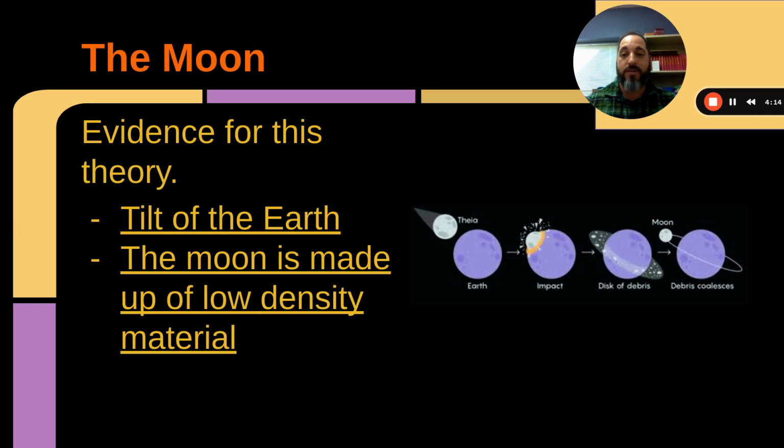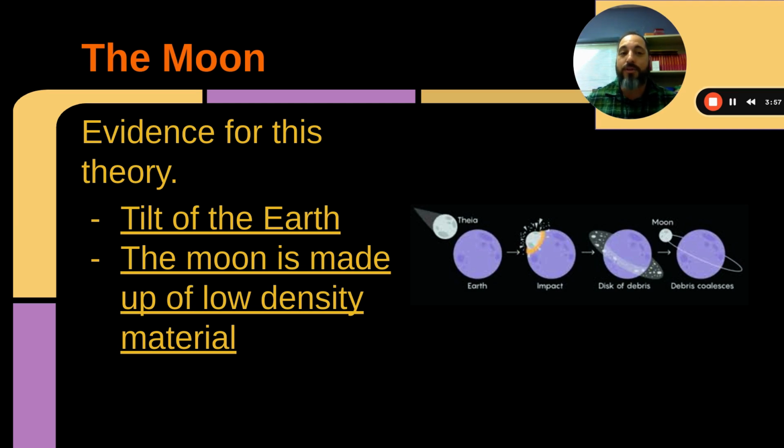So some evidence for this theory. One is the tilt of the Earth. Remember, our Earth is tilted at 23.5 degrees. And this tilt is evidence that at some point during its formation, it probably got hit by something that caused it to tilt off of its axis. It's not perpendicular to the ecliptic as it goes around the sun.